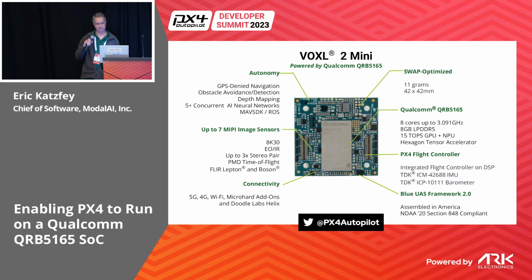You can see some of the highlights here: 11 grams, so it's pretty lightweight, 42 by 42 millimeters, so very small. So this kind of goes back to the whole SWAP optimized idea. There you see 8 cores, up to 4 of them, one of them goes up to 3 gigahertz, so there's an awful lot of processing power on this device, pretty impressive. I think I'll save that for another slide, but yeah, many image sensors, expandability to do cellular, Wi-Fi, Microhard, any of these different kinds of communications things, so a pretty powerful device.